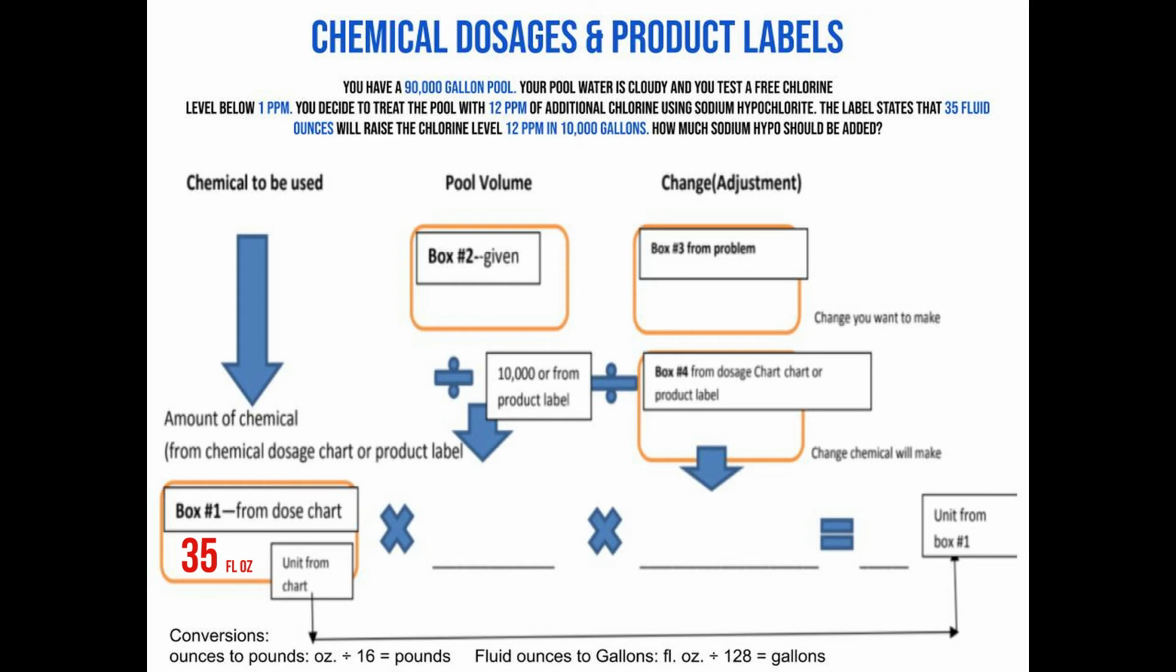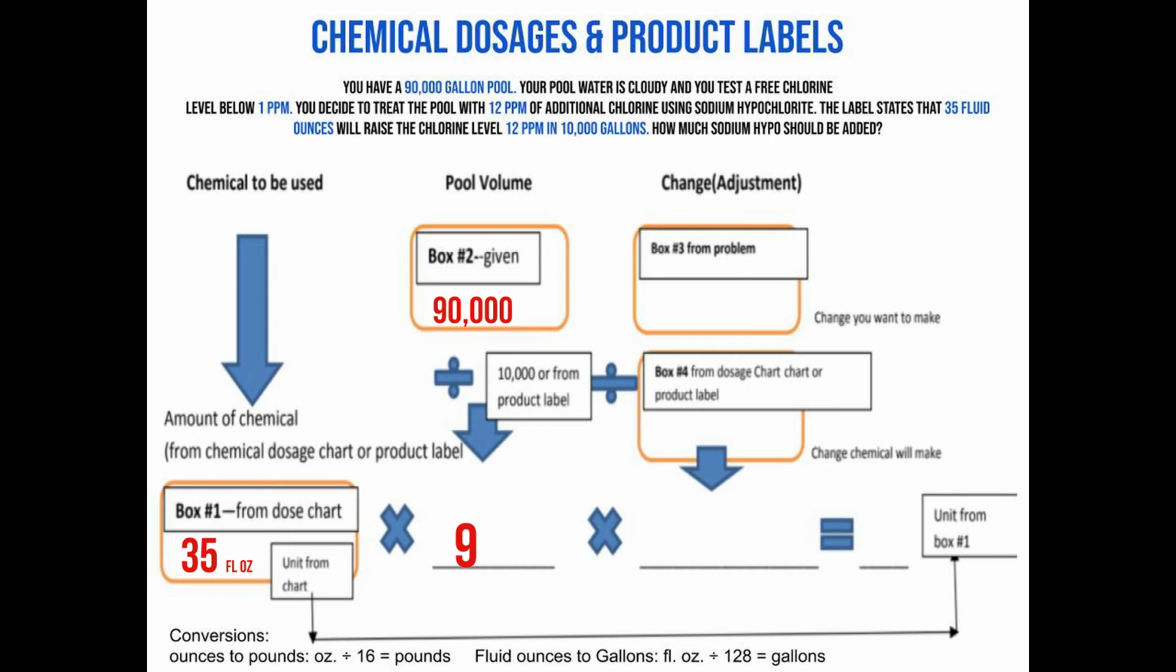Box number 2 is our volume, which they gave us as 90,000. You're going to divide that by 10,000. You can keep that there because it comes from the product label. 90,000 divided by 10,000 will give you 9 right here.